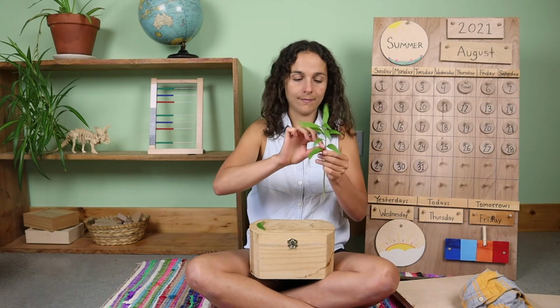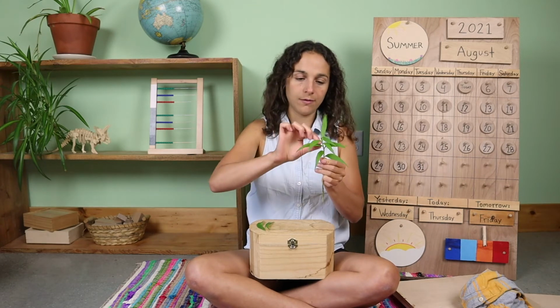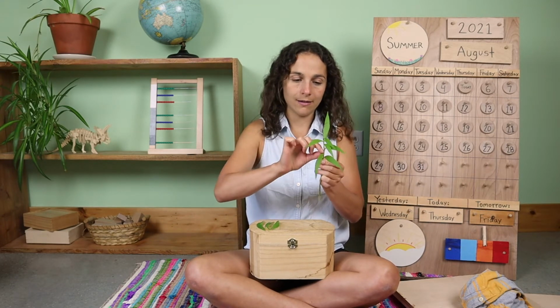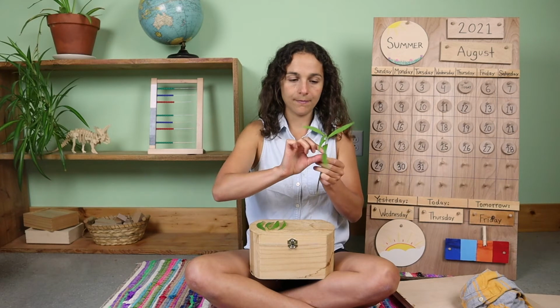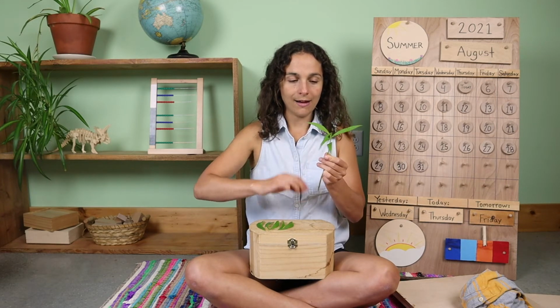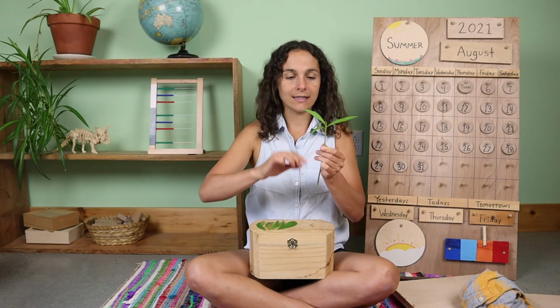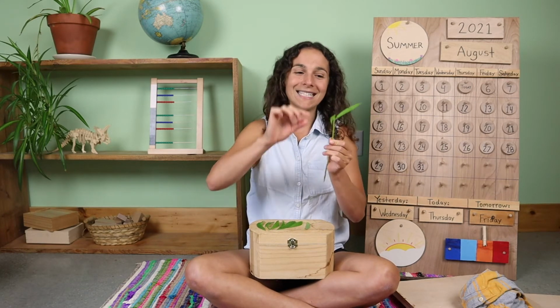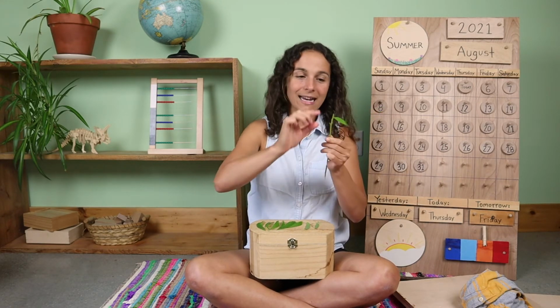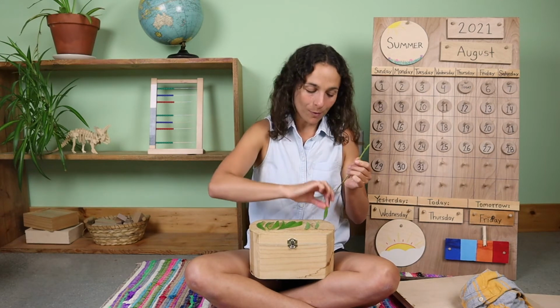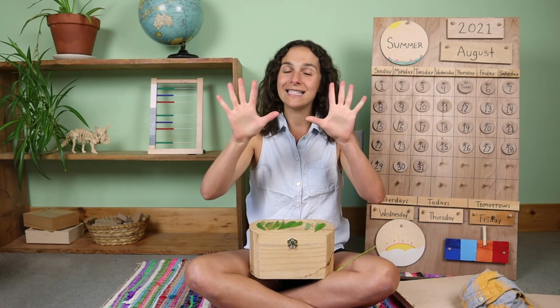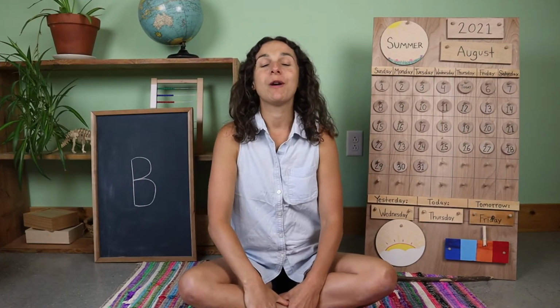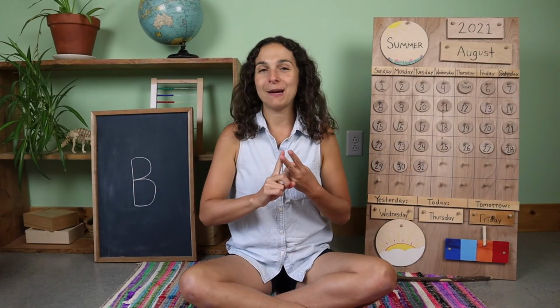1, 2, 3, 4, 5, 6, 7, 8, 9, and one more makes 10. 10 leaves. We've gone over the letter of the week and the number of the week.